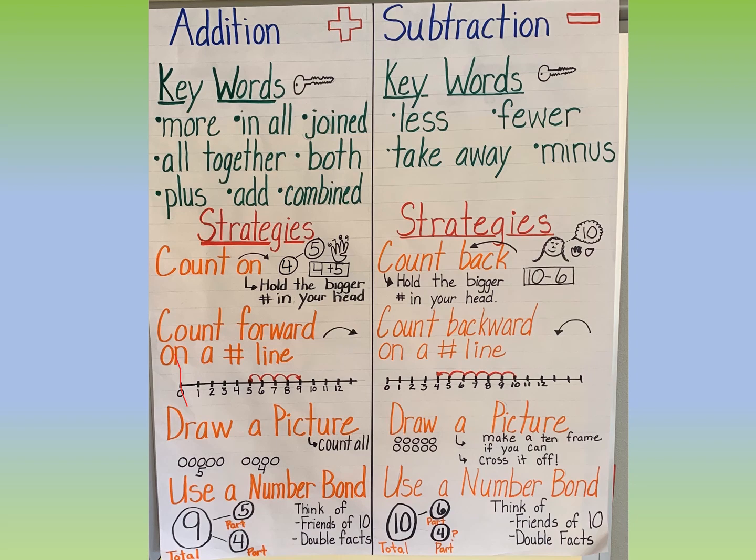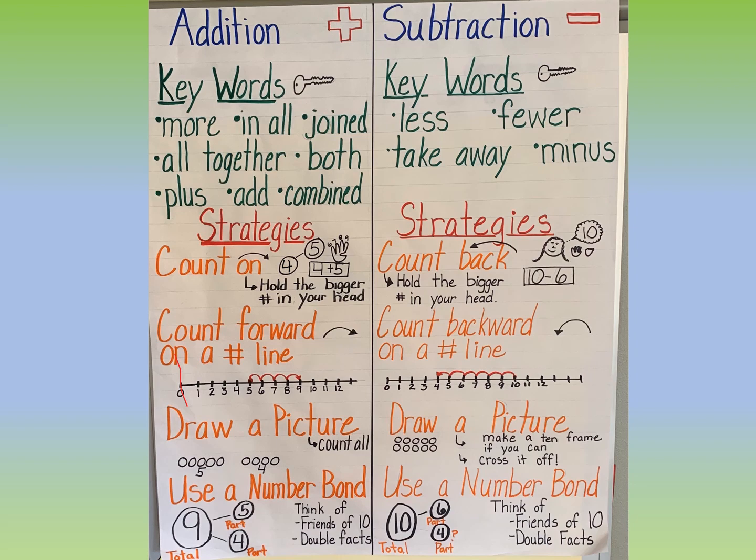If the equation is 4 plus 5, put the 5 in your head and count on 4 until you get to 9. Counting forward on a number line, start at 5 and count on 4, which equals 9. You could draw a picture. When you're doing math, you don't have to draw the exact picture. If my problem was 5 frogs were sitting on a log and 4 joined them, I could just draw circles and count them up. Finally, you could use the number bond. Part, and total. Always think of friendly numbers and your double facts.